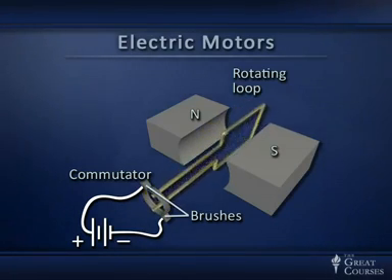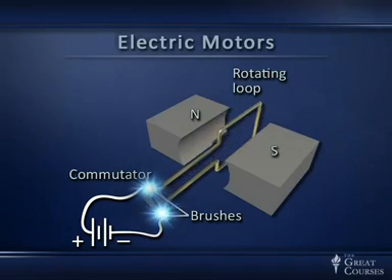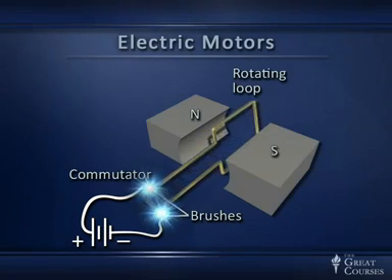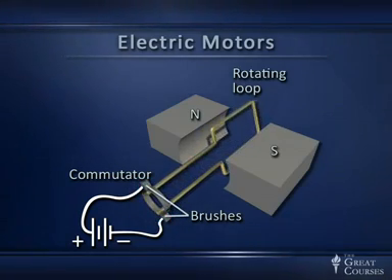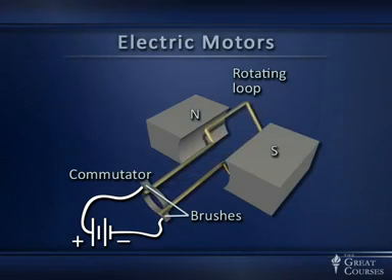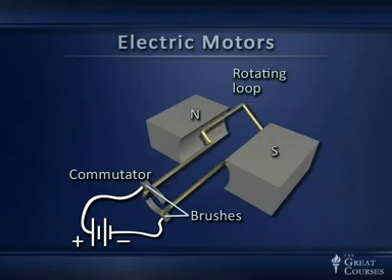But just as it gets near alignment, that commutator switches past that gap, and that reverses which part of the battery is connected to which part of the loop, and that reverses the direction of the current in the loop, and that means the loop is no longer in alignment with the field.